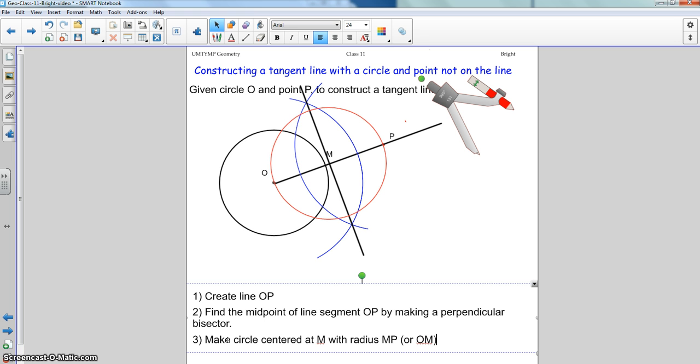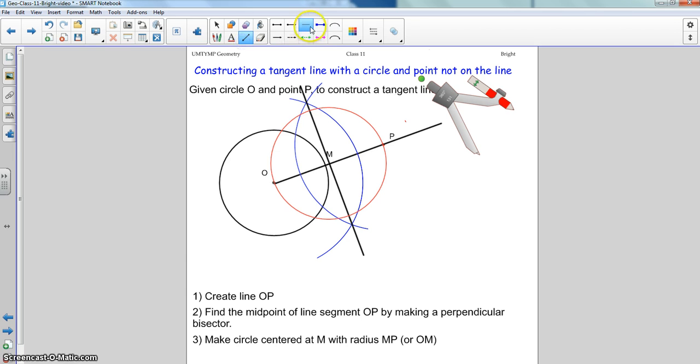or OM, either one. And now these points where the circle intersects the circle of O are the points where we have tangent lines. So this line segment and this one are both tangent lines to the circle O that pass through P. And if we want, we can extend those a little bit. Like so, and like so.